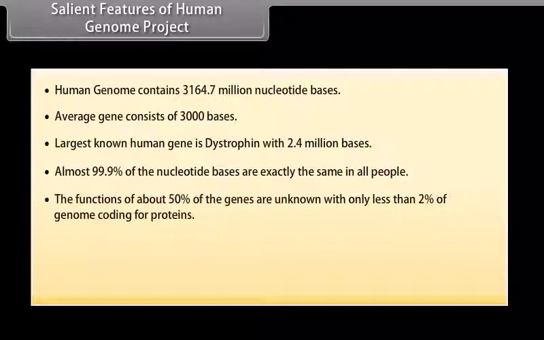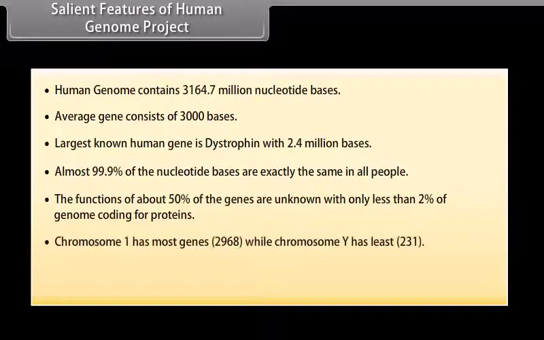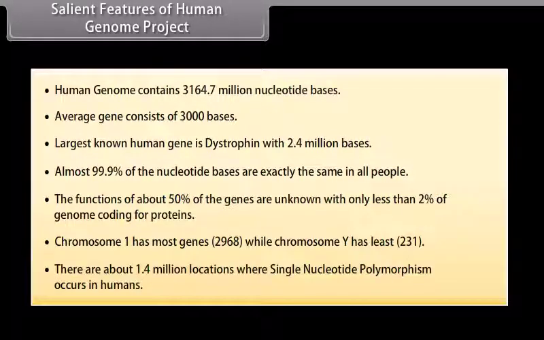The functions of about 50% of the genes are unknown, with less than 2% of the genome coding for proteins. Chromosome 1 has most genes, 2,968, while chromosome Y has least, 231. There are about 1.4 million locations where single nucleotide polymorphism occurs in humans.